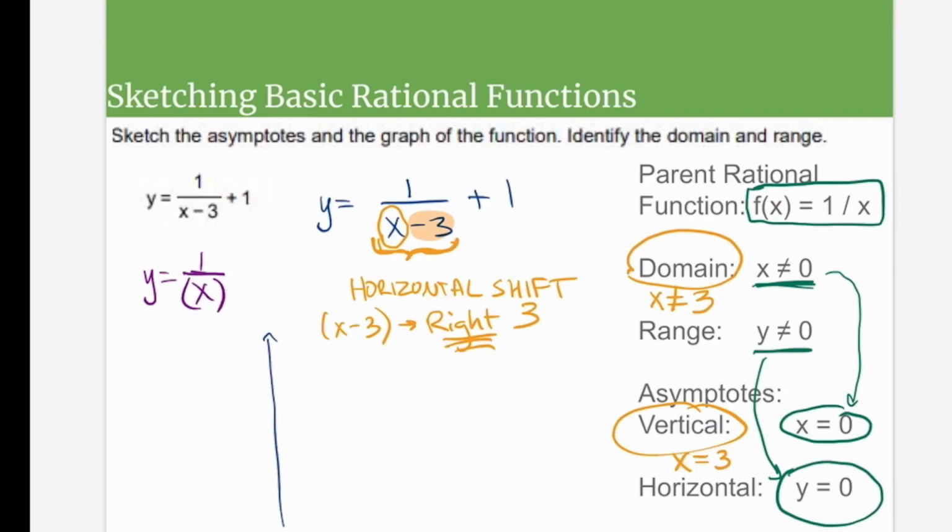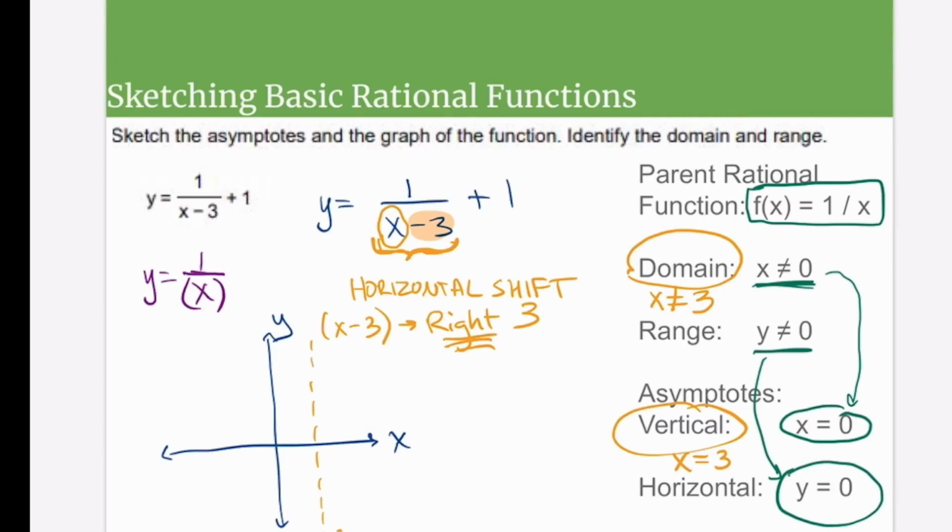So we have a graph with an x and y axis, and we already know that x cannot equal 3. So that's our vertical asymptote. We cannot touch that graph, or that part of the graph.